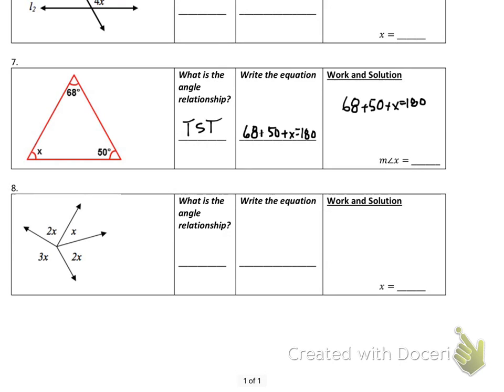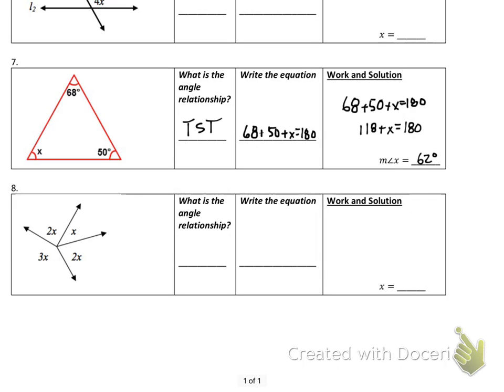What happens when you combine 68 and 50? 118. So maybe you just show me this. 118 plus x equals 180. And that shows me you're doing the work. I know the last step is to subtract from both sides. So x equals what? 62 degrees.